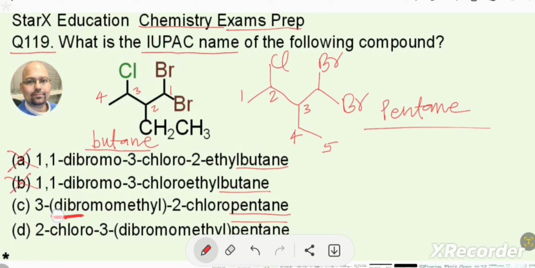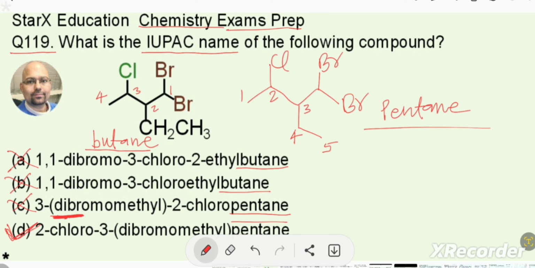But there is a problem. We must name the substituents alphabetically. Therefore, C is not the correct answer. D is the correct answer because it has 2-chloro-3-dibromomethylpentane and it has the longest carbon chain. It has all the substituents written in alphabetical order. So choice D is the correct answer here.